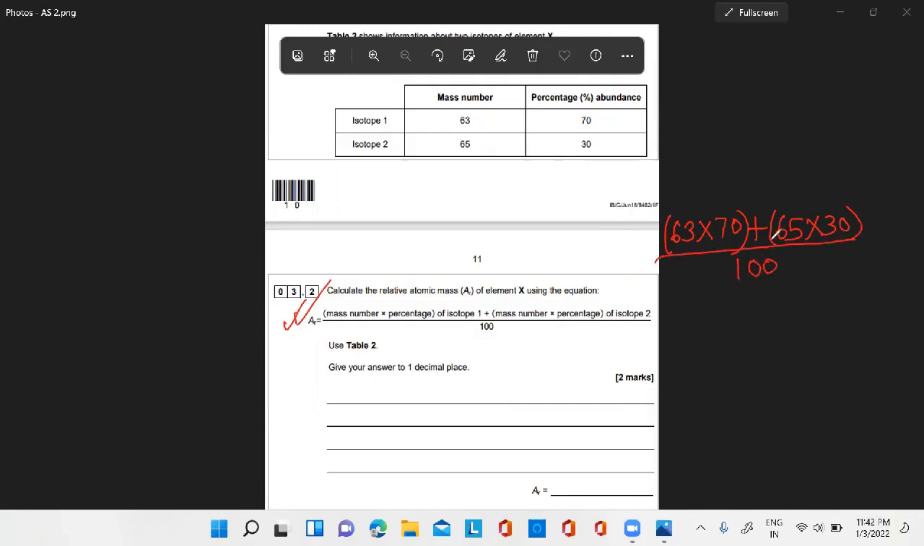So after solving this, we can get the answer as 63.6 because up to 1 decimal place we have to allow it. So my answer for this question will be 63.6.